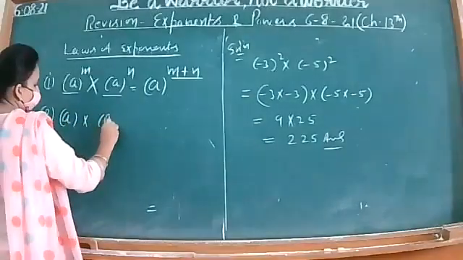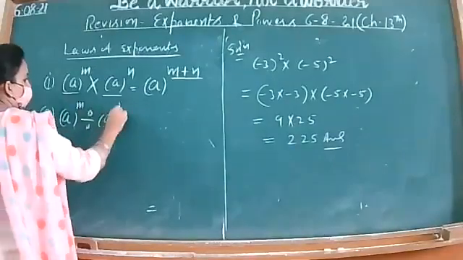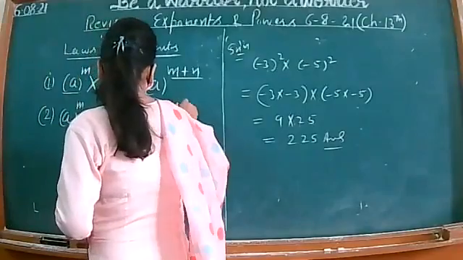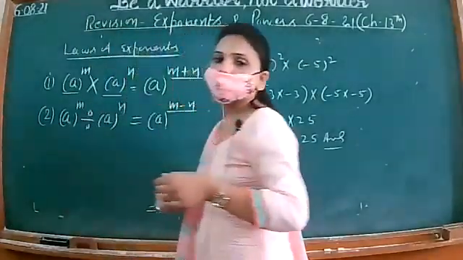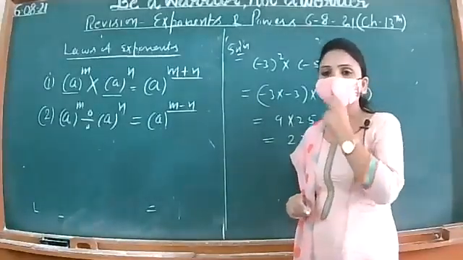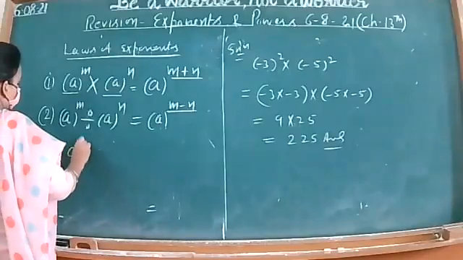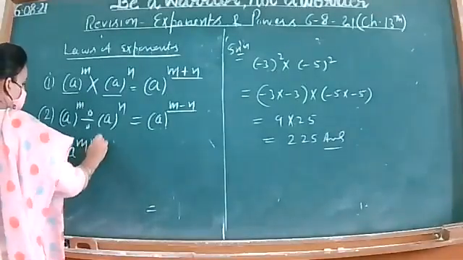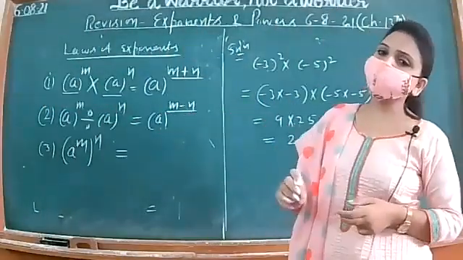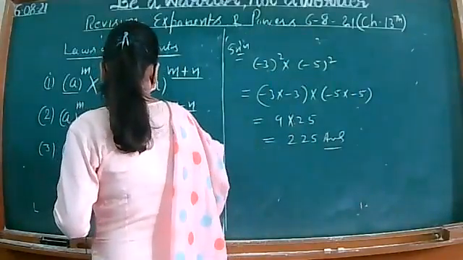Next. Bases same, sign of division is there, powers will get subtracted. Next. One power is inside, one power is outside. Both the powers will get multiplied.